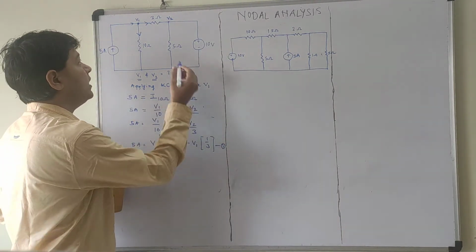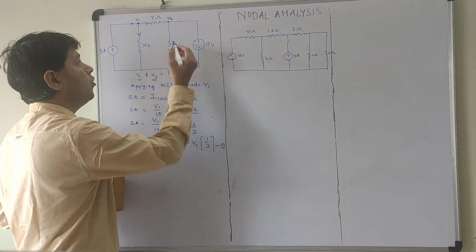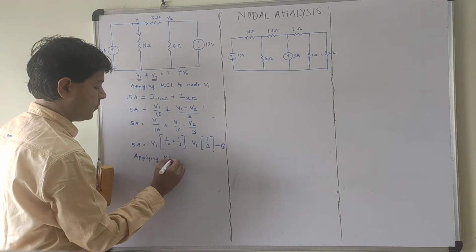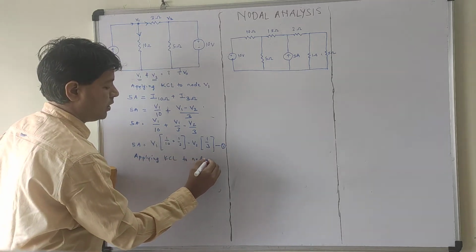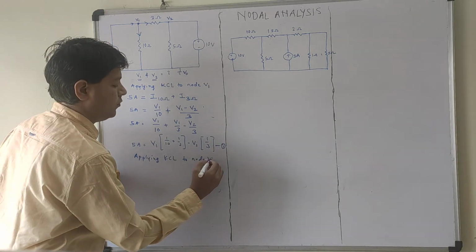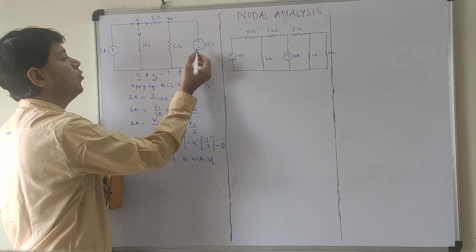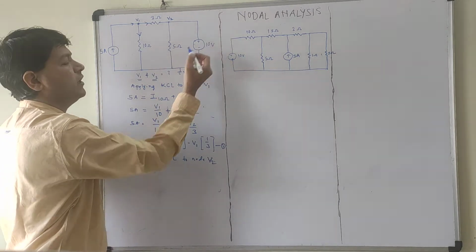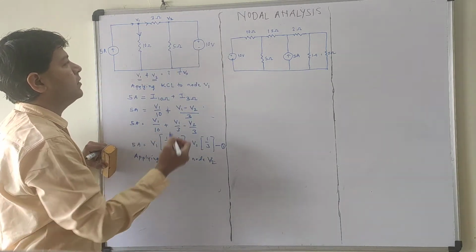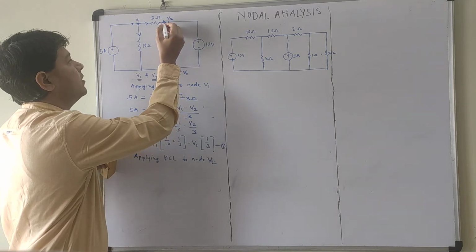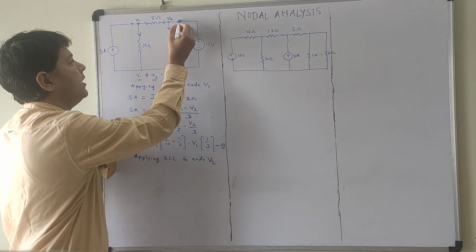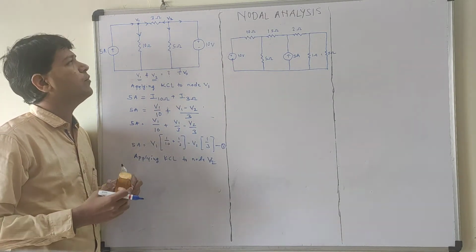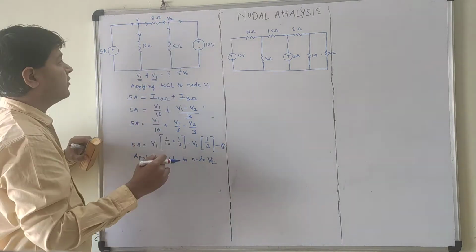Now in the same way we applied Kirchhoff's current law to node 1, we will apply Kirchhoff's current law to node V2. What will happen here now? For node V2 there is no current source here, there is a voltage source here. So I will again apply Kirchhoff's current law: all outgoing currents are equal to 0, or all incoming currents are equal to 0. You can consider whatever you want. So I consider all outgoing currents are equal to 0.